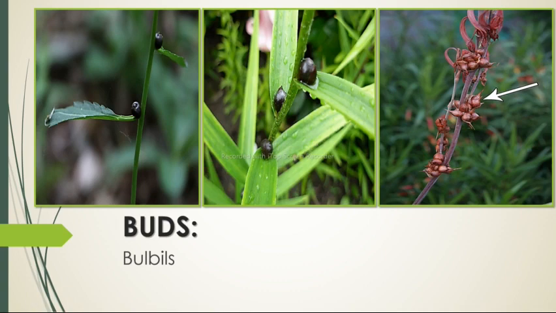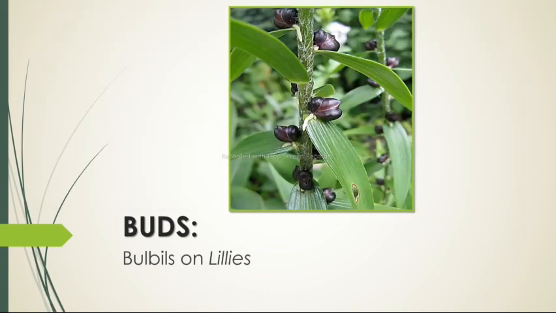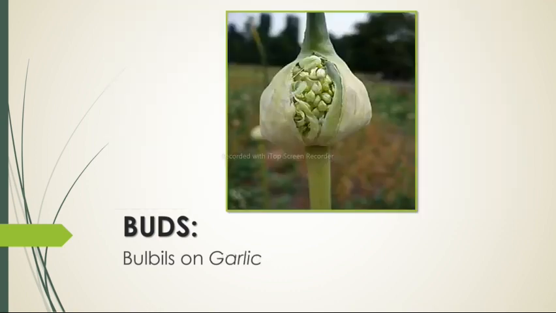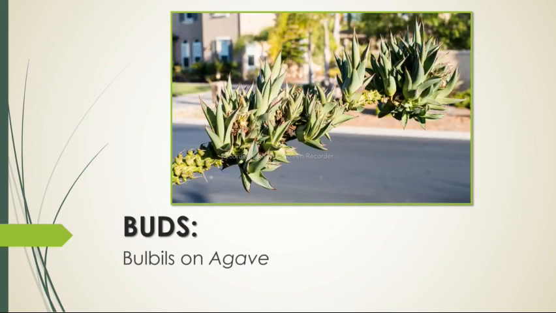So these are the bulbils as shown in the figure. So these are bulbils on the lilies as shown in the figure. These are bulbils on onions as shown in the figure. So these are bulbils on the garlic as shown in the figure. So these are bulbils on the agave as shown in the figure.